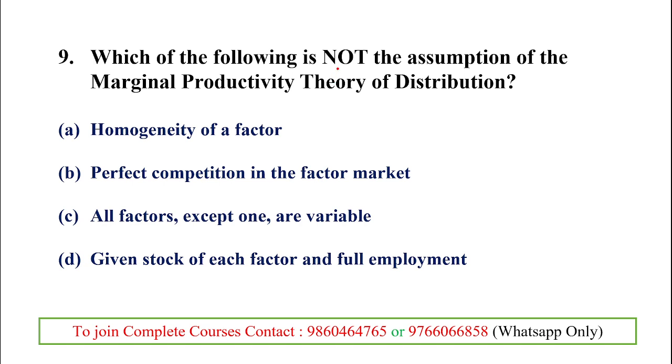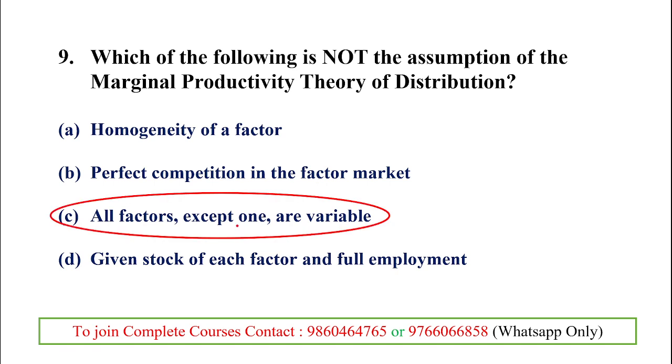Okay, so here we look for what is not an assumption of the marginal productivity theory, and the options given are: homogeneity of a factor, perfect competition in the factor market, all factors except one are variable, and lastly, given stock of each factor and full employment. So which one is not an assumption of the marginal productivity theory? Here, all factors except one are variable.